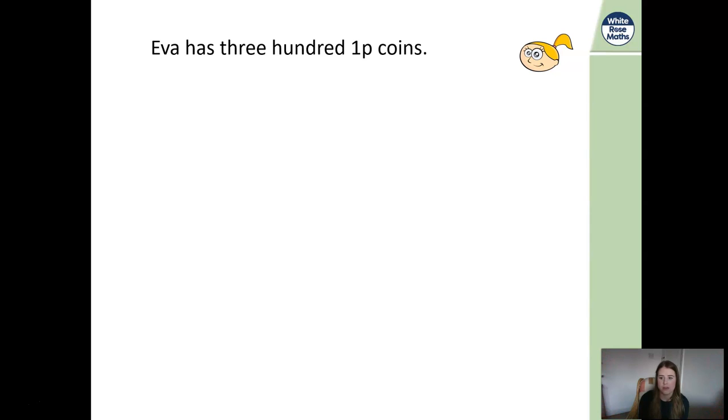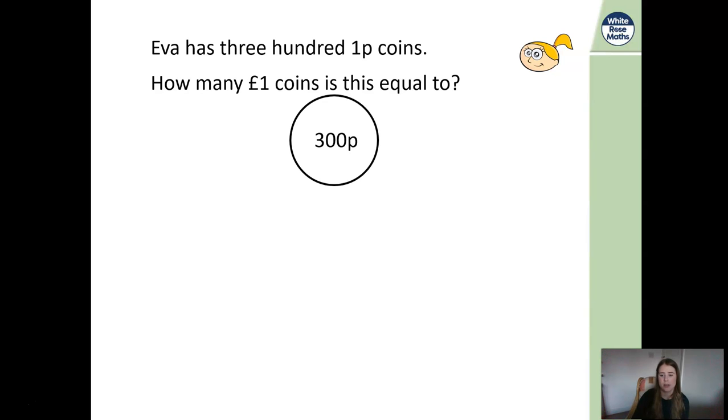Now, the good thing about dividing by tens, hundreds and thousands is we can apply this knowledge when we are looking at money. Eva has 300 1p coins. How many £1 coins is this equal to? So we need to know how many 100p coins there are that's the same as £1. So she's starting with 300.